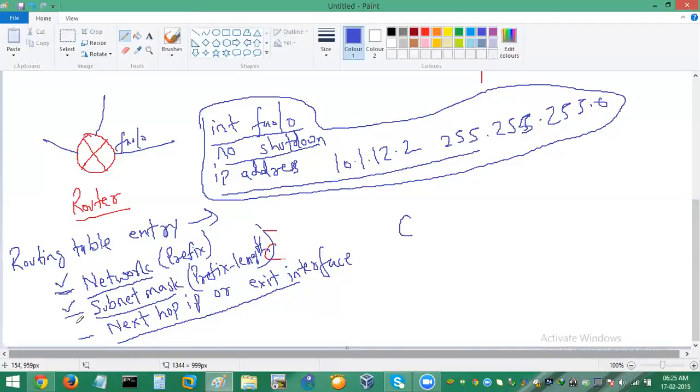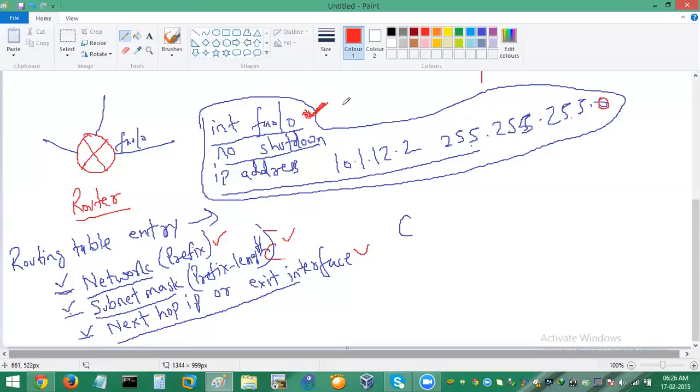Again, coming to this: network, subnet mask, and next hop IP. Any route in the routing table is made up of these three things. So, network, prefix length, which means the subnet mask, and next hop IP. Right now, you can see I'm using /24, 255.255.255.0. This is going to be /24.